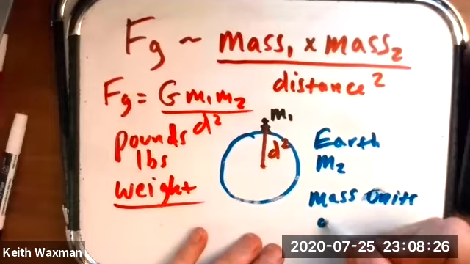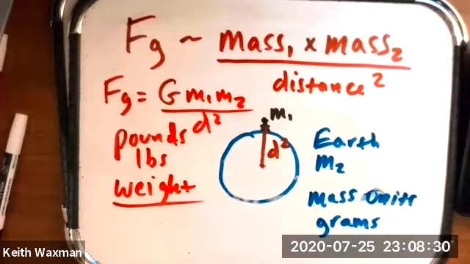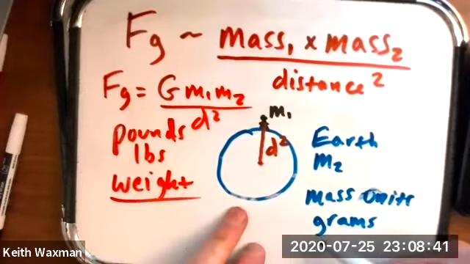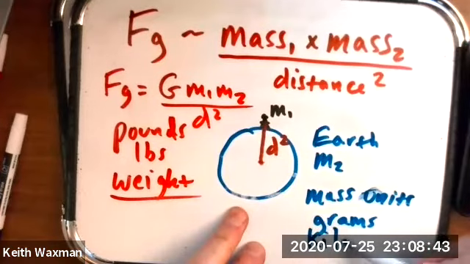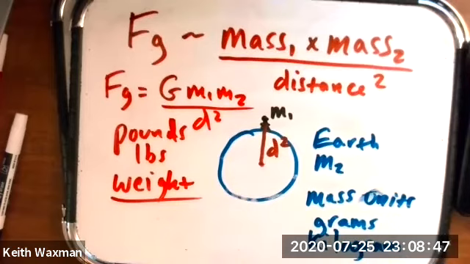Haven't you heard of grams? 1 gram is the mass of like a $1 bill. The mass units are grams. If you have 1,000 of them, you have kilograms. A kilogram is 1,000 grams. So 1,000 grams is a kilogram.